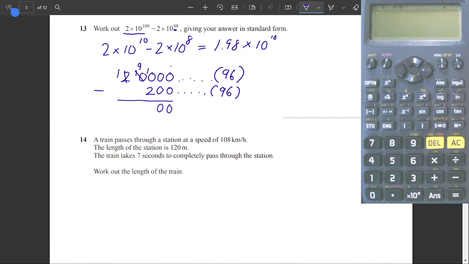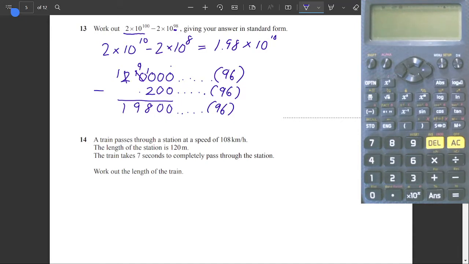10 minus 2 is 8. 9 minus nothing is 9. And 1 minus nothing is 1. So we now have 19800, and those zeros continue on for 96 zeros. So that's our answer: a 198 with 98 zeros behind it, because I've got 2 there and there's another 96. So now to write that in standard form, I need to start with the last 0 and count the spaces, right?